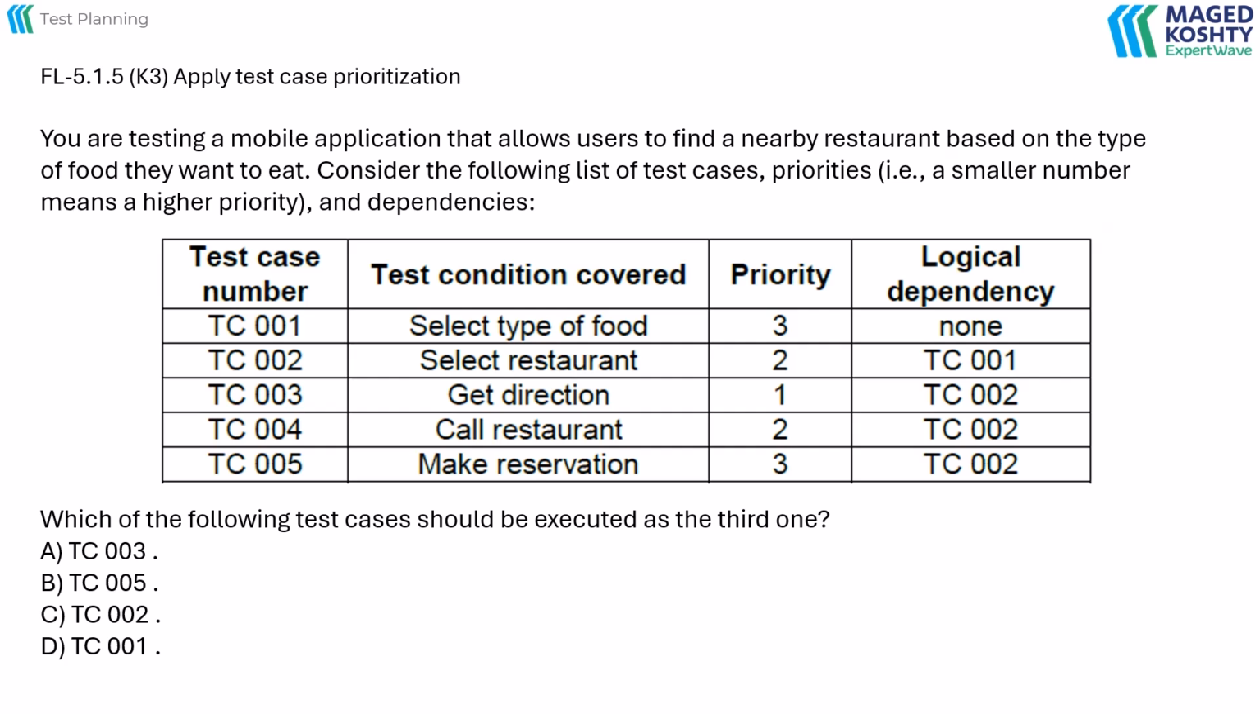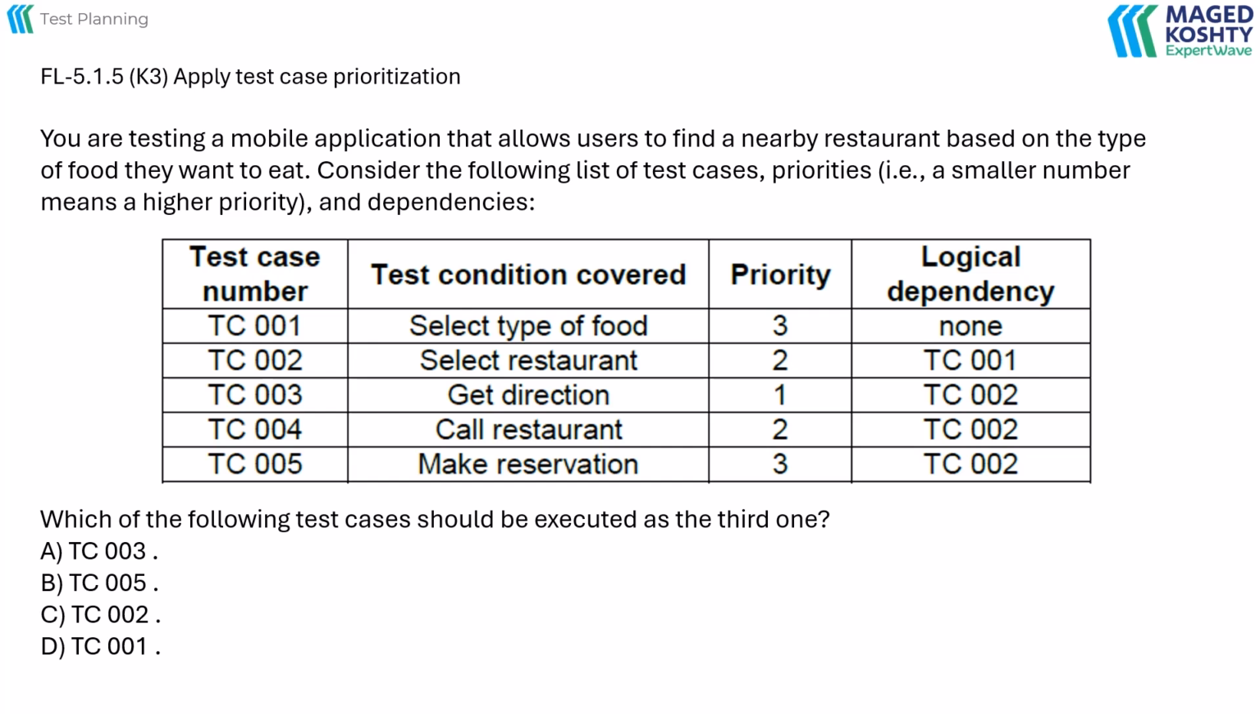Q1. You are testing a mobile application that allows users to find a nearby restaurant based on the type of food they want to eat. Consider the following list of test cases, priorities, i.e., a smaller number means a higher priority, and dependencies. Which of the following test cases should be executed as the third one?